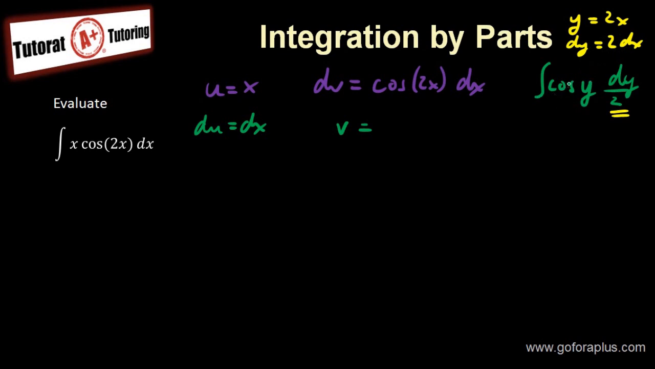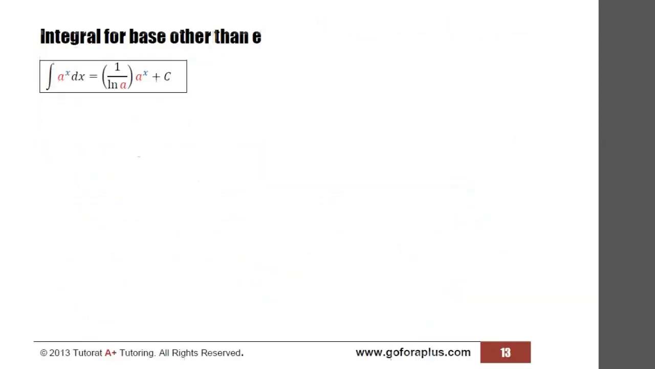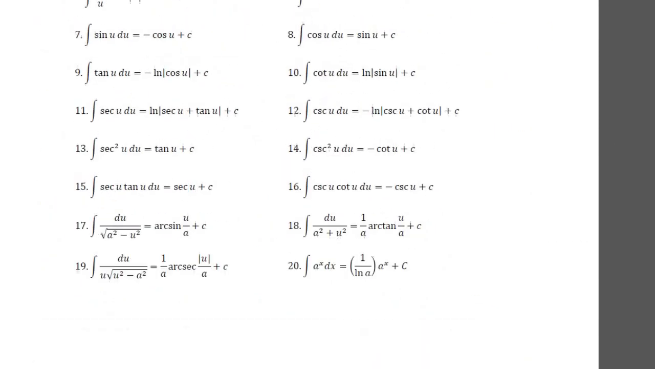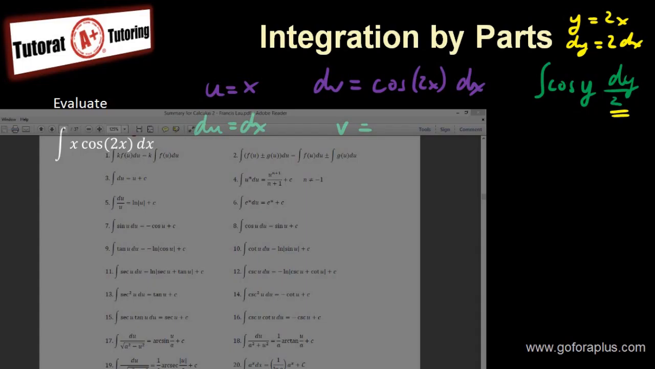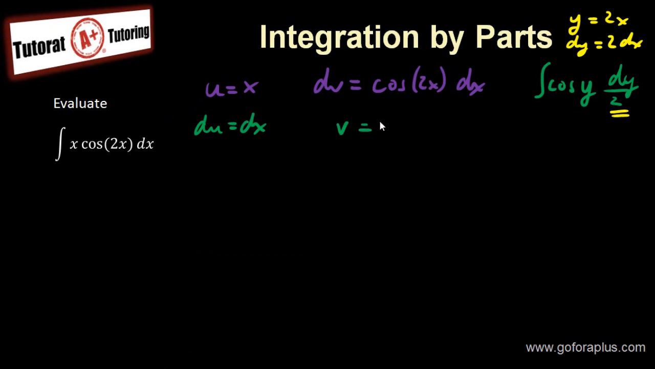Now, so that I have cos of y dy over 2, the integral of this is going to be, if you go back to my formula sheet, you find out that the integral of cos is going to be sine, right? So this is going to be 1/2 sine of 2x plus c. Okay, so this is my v. Now you can apply the formula, which is uv minus integral of v du, that's basically the integration by parts formula.